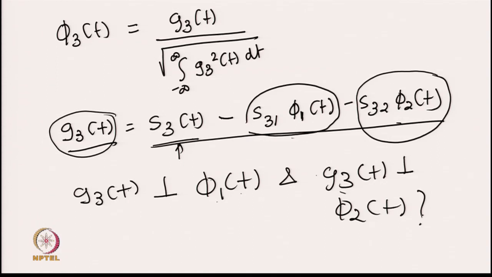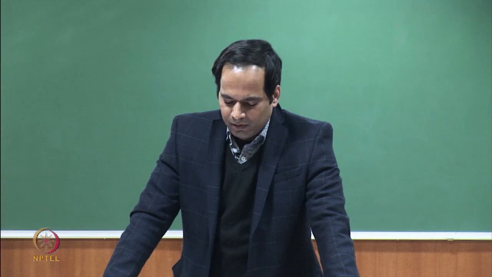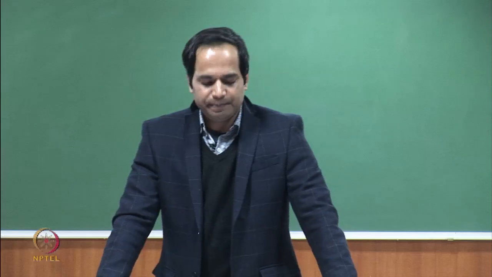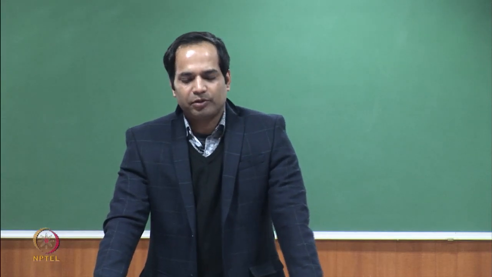Why is this? Because we have already subtracted from S3T whatever projection it had along phi 1 t and phi 2 t. That means there should not be any energy left in G3T along the phi 1 t and phi 2 t directions, and hence the inner product of G3T with phi 1 t should be 0, and the inner product of G3T with phi 2 t should also be 0. You can work out the proof yourself. Here we are just presenting the intuitive idea behind why G3T should be perpendicular to phi 1 t and phi 2 t. And we can generalize this procedure.